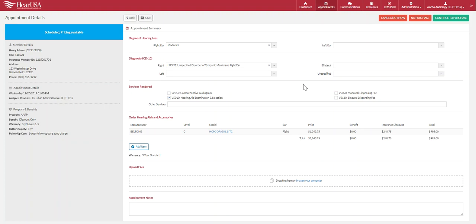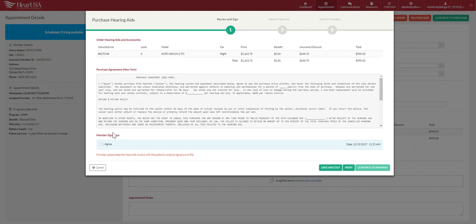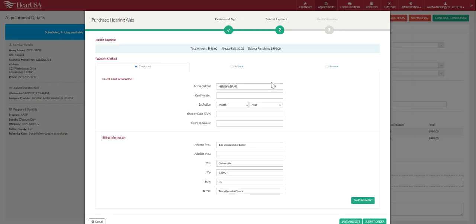So starting from the point where you've already entered in which hearing aids they've selected, we'll go to continue to purchase. It shows you your purchase agreement. The patient will agree to that. We'll continue to payment. So first we'll pay with a credit card.